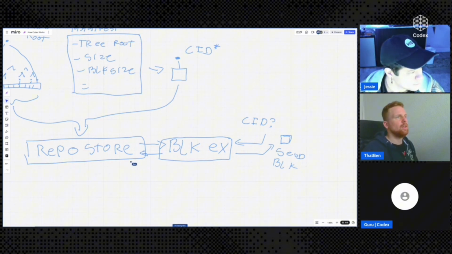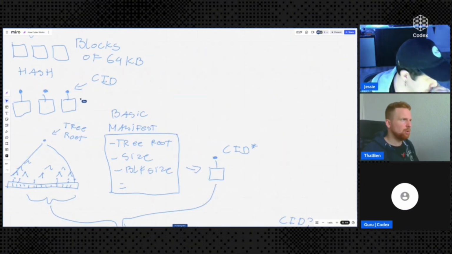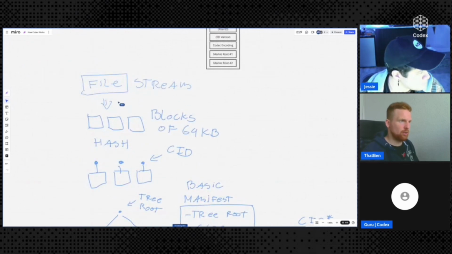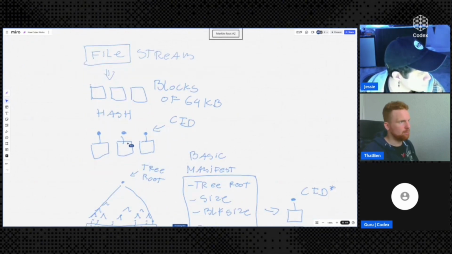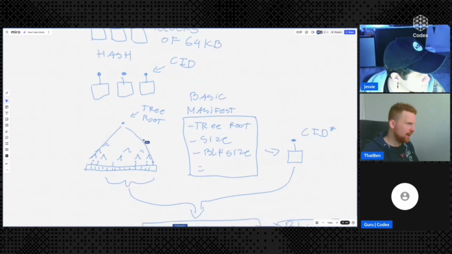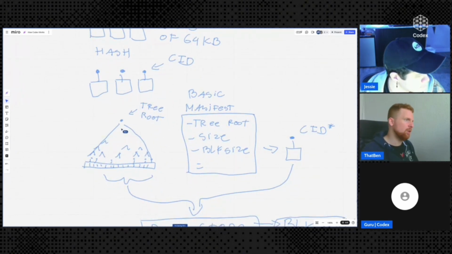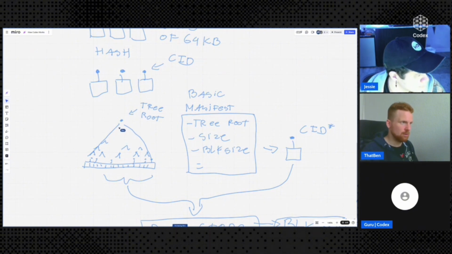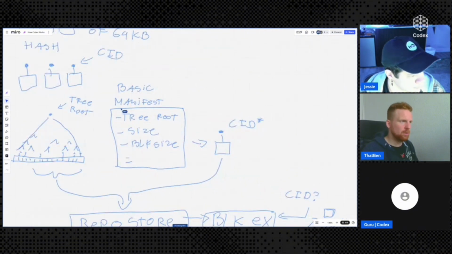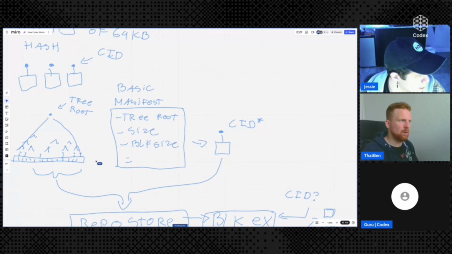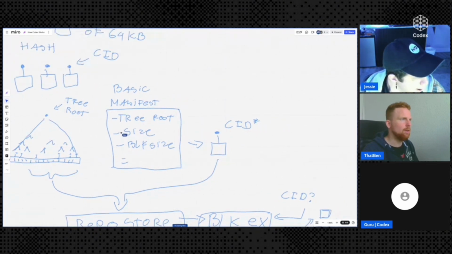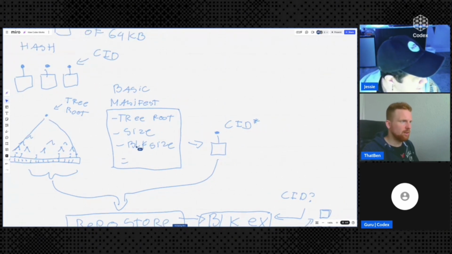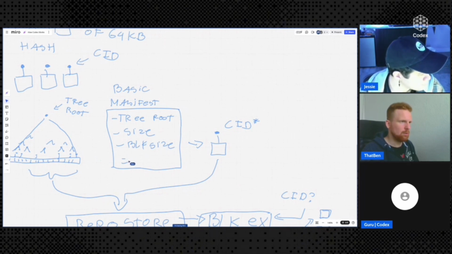Yeah. So practically, from the top, you have your file. It gets cut up into blocks. We hash the blocks. Then we hash the hashes, and we hash those hashes until we are done hashing. We have a single hash left. We make a tree out of all the hashes. Yeah, the tree root. Then we make a little document that describes the data set that we are just now uploading. It has the tree root, it has the size of the blocks, has some more stuff.